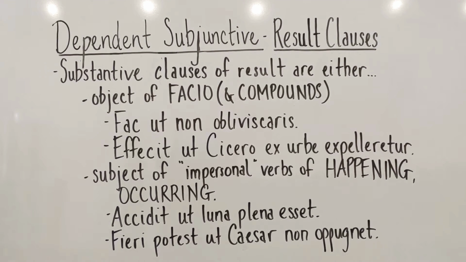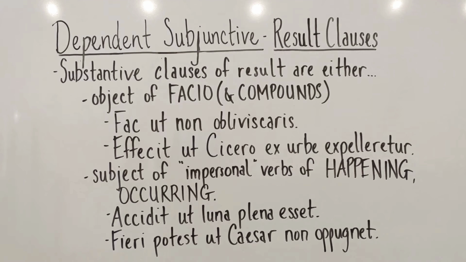This is a short lesson on dependent subjunctives with a focus on result clauses, only the substantive clauses of result kind, as opposed to the other kind of result clauses we've looked at, which are the adverbial kind. So like purpose clauses, there's the adverbial kind of purpose clause introduced by ut or ne. But then there's also the substantive kind of purpose clause. We call those indirect commands.